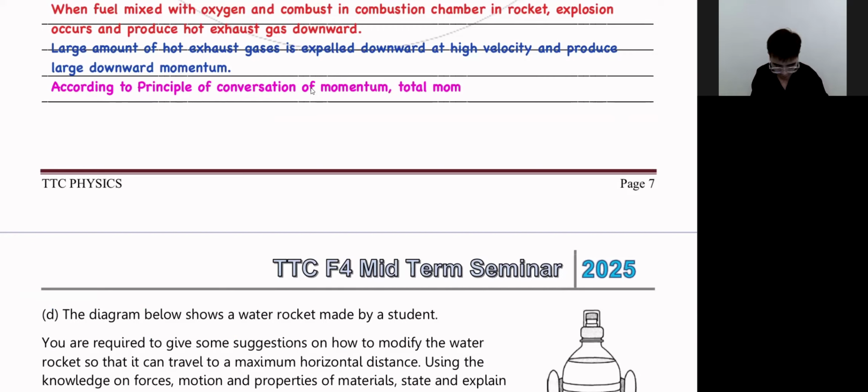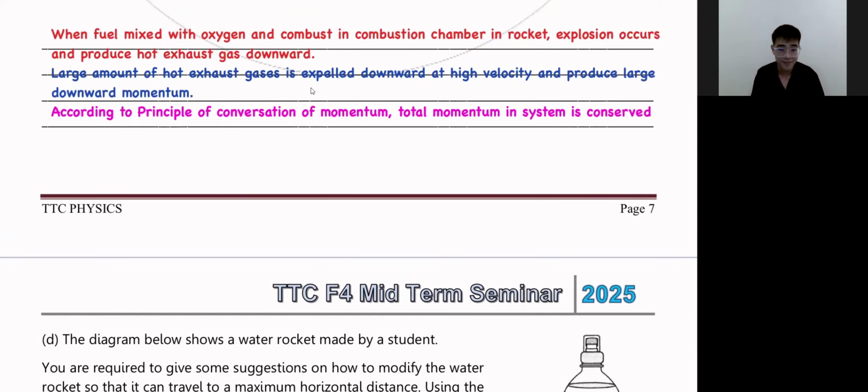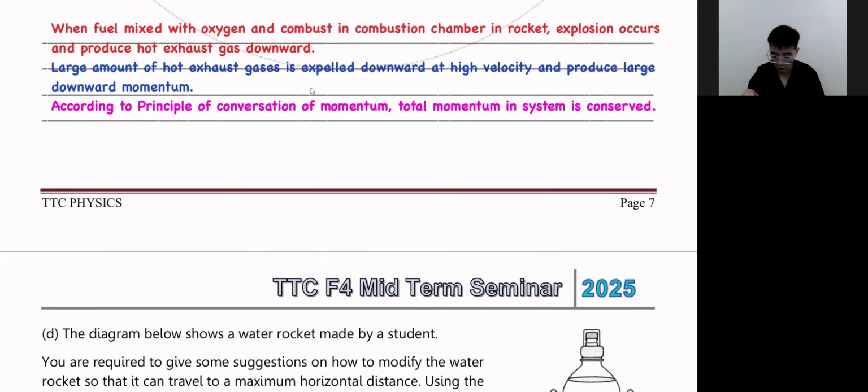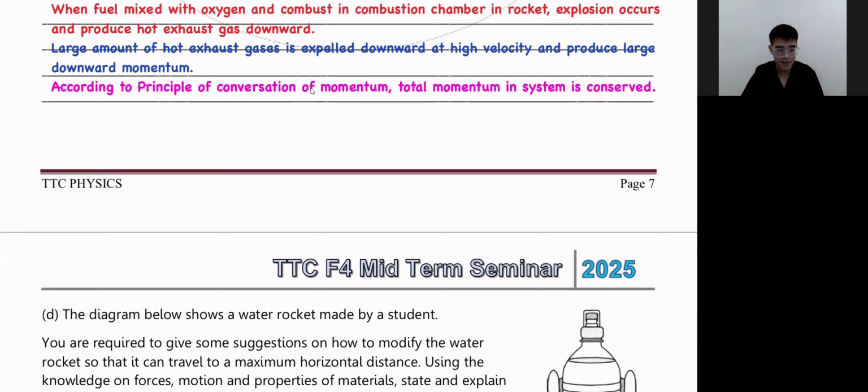Say total momentum in the system is conserved. Use the word conserve. Conserve means equal, as we discussed just now. Or you can also use the word is always conserved. That means all the time, the momentum is conserved. So if you get an upward momentum, you will also be getting a downward momentum. So they should be equal.